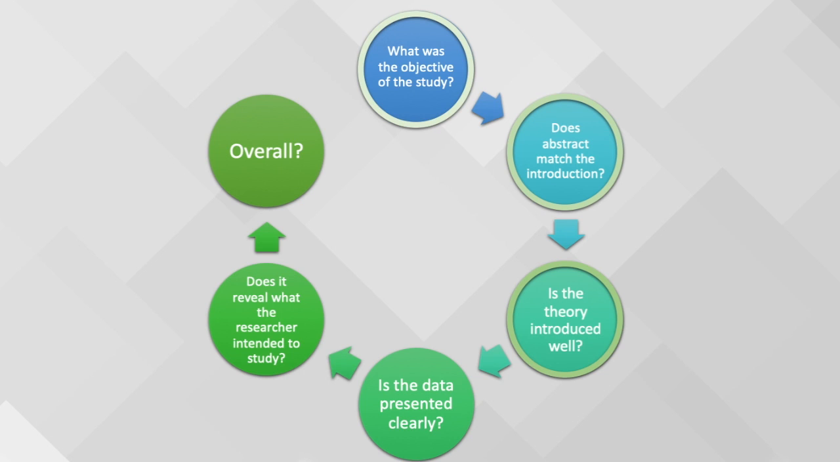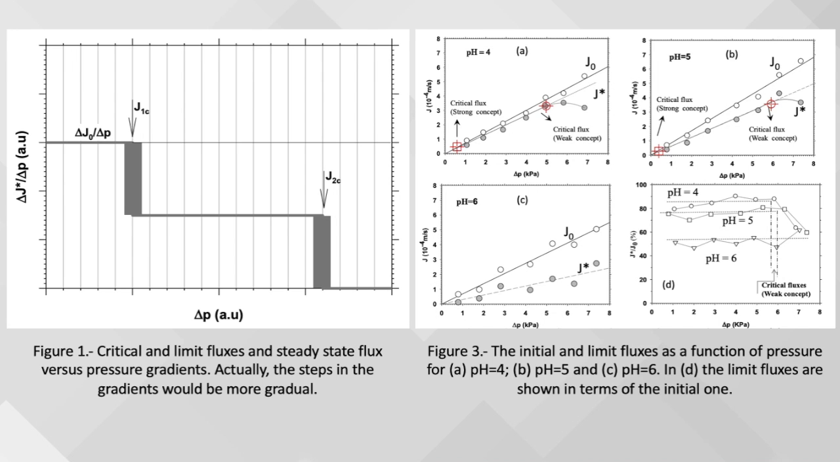Is the data presented clearly? The relevant figures in the paper relating to limit and critical flux are figures 1 and 3. Figure 1 gives a general illustration of where the two types of critical flux occur in relation to limit flux and applied pressure. The fact that this is an illustration rather than plotted data is not made clear in the figure caption, but is implied in the sentence, "actually, the steps in the gradients would be more gradual", which doesn't seem an appropriate comment for the caption.